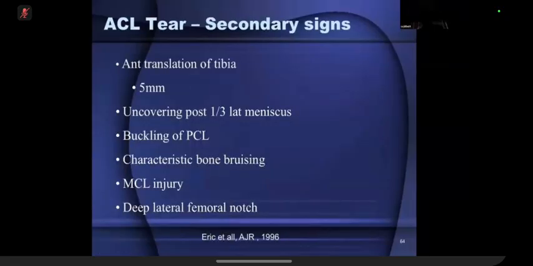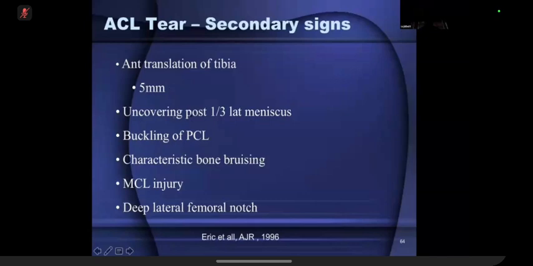Sometimes it's difficult to be certain if the ACL is torn or not. And when that happens, we have to rely on secondary signs of anterior cruciate ligament tears. And these signs are that you get to see anterior translation of tibia as compared to femur. I'll show you how you calculate that.